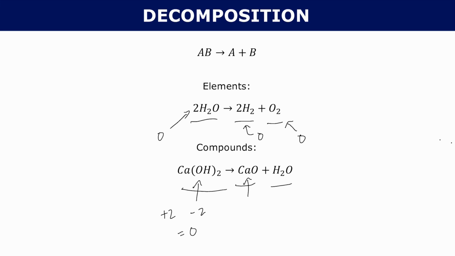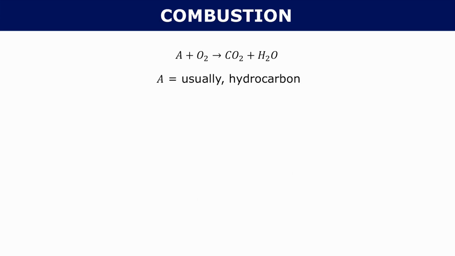If you look at calcium oxide, calcium has a charge of +2, oxygen has a charge of -2, so that's 0. And water, hydrogen has a charge of +1, you have 2 of them, so +2, and oxygen has a charge of -2, so all that comes out to 0. So as you can see, all the ionic charges here cancel out. So let's look at the next type, which is a combustion reaction.